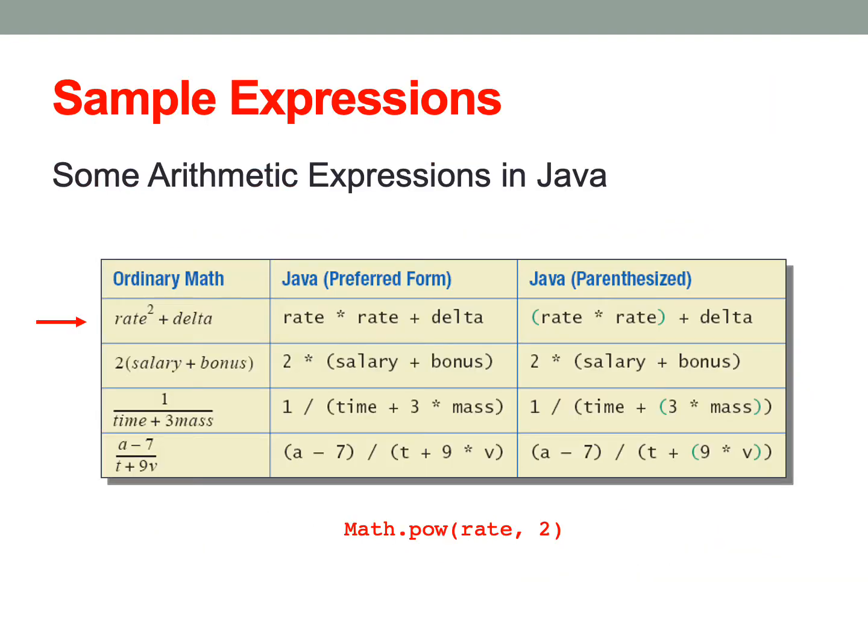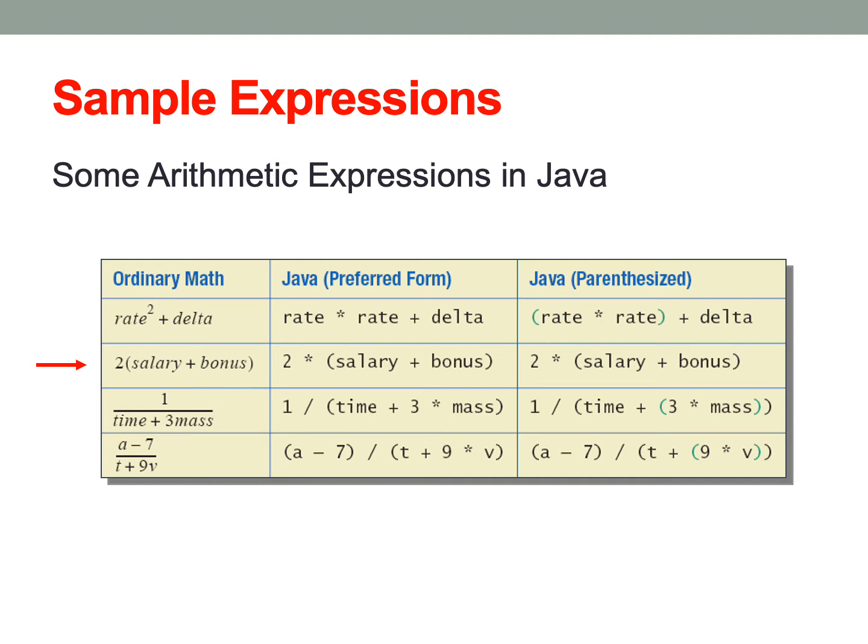This slide shows examples of some arithmetic expressions in Java. As we have seen before, if we have, for example here, rate to the power of 2, we have to write it as rate times rate, where the symbol for multiplication is the asterisk sign, not x. We can also use the Math.pow method, where we have seen some examples of it in our previous classes.